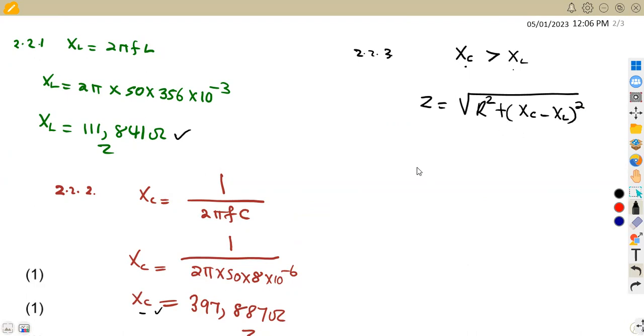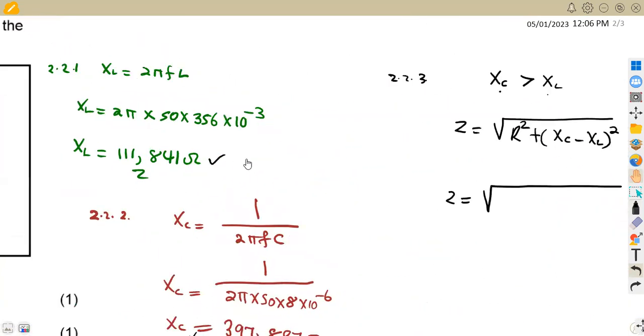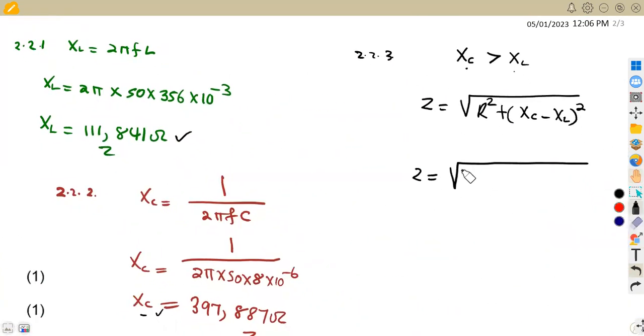So this is the proper formula that is going to give us the total impedance, which is the square root of the resistance. We are given from our circuit, the resistance being 15 ohms. So we're going to use 15 ohms. So this is 15 squared plus XC minus XL. So our XC, that is 397.887 minus our XL, which is 111.841. So this is 841, everything squared. So we're going to square everything under the square root.